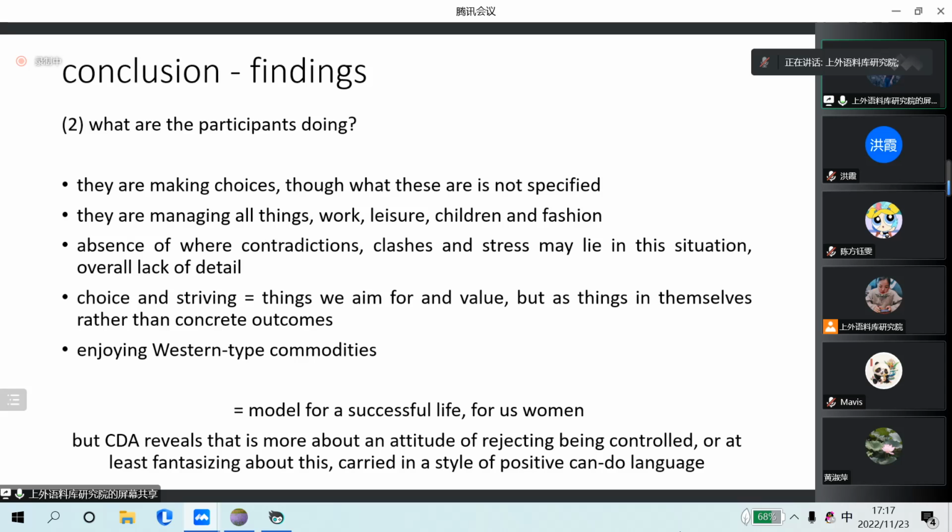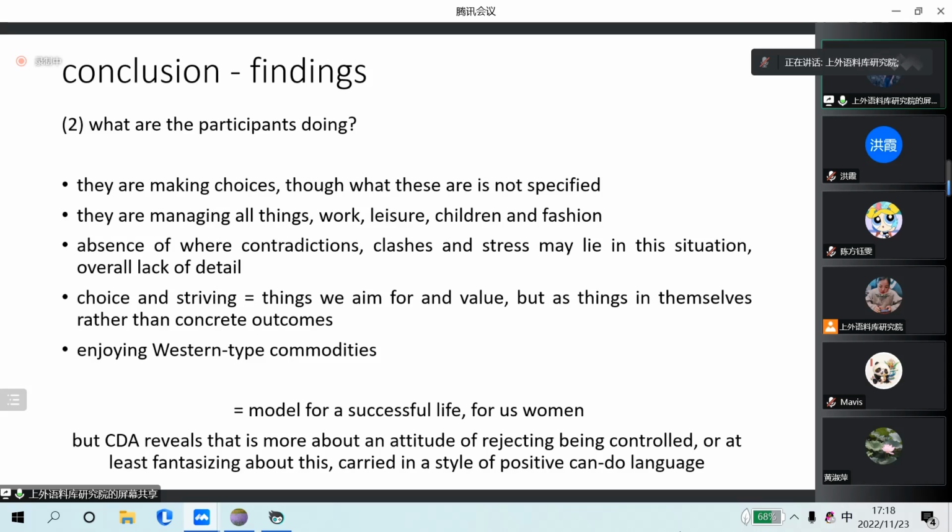Rather, the focus here, what was evaluated as good, was having choice and striving. Those were the things we aim for and we value. But as things in and of themselves, rather than concrete outcomes, this is what you have to do. That's evaluated as good. That's the identity people want through these actions, which are non-actions in a way. And enjoying Western type commodities, we also found. So really what we are seeing here is a model. It's a model for a successful life for us women.